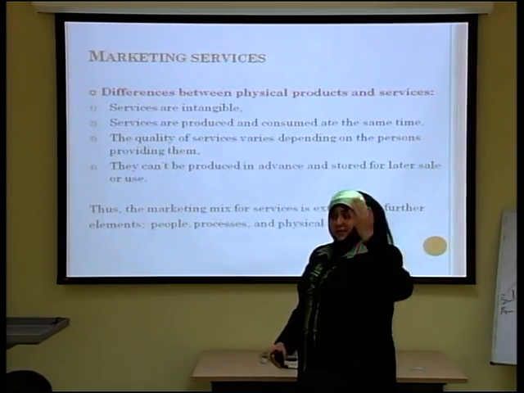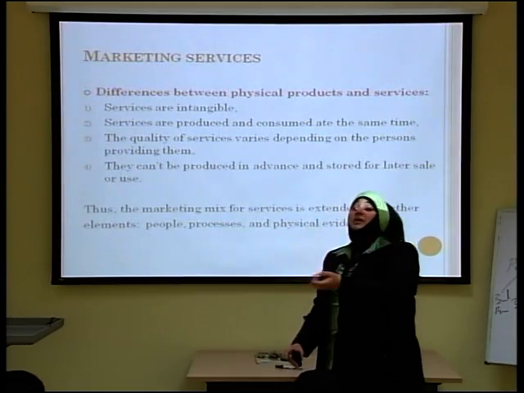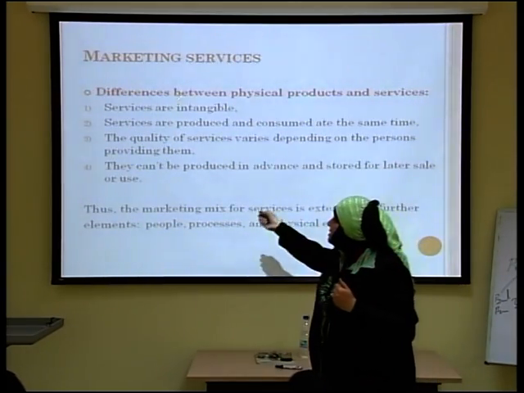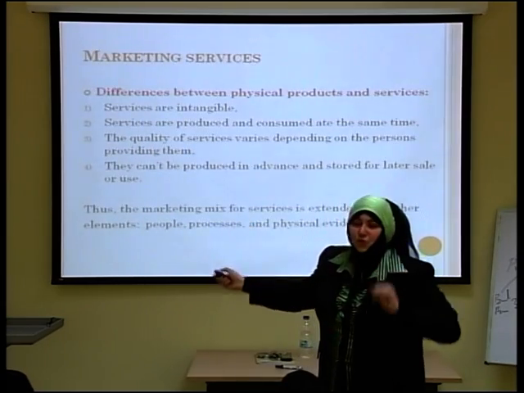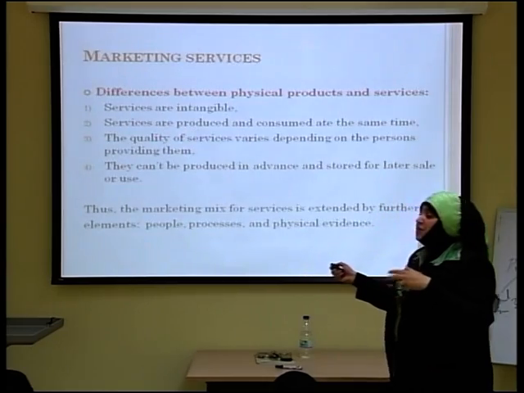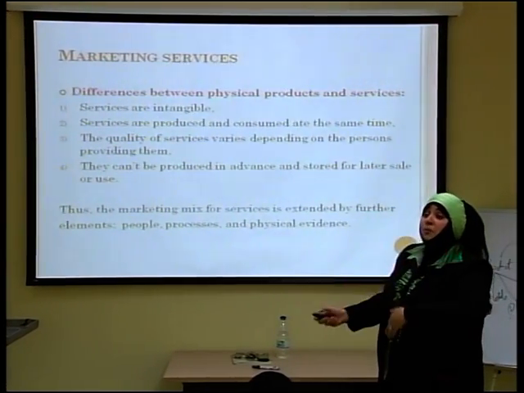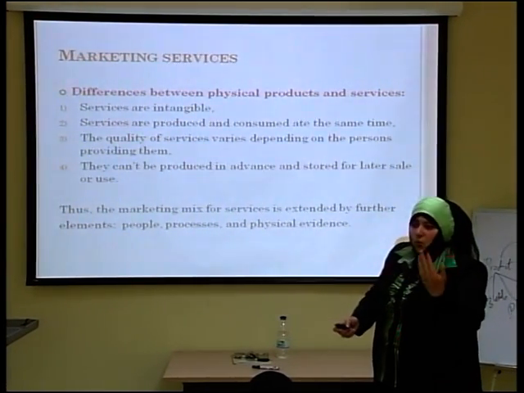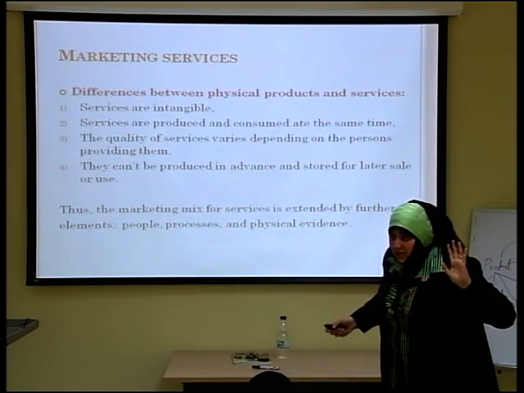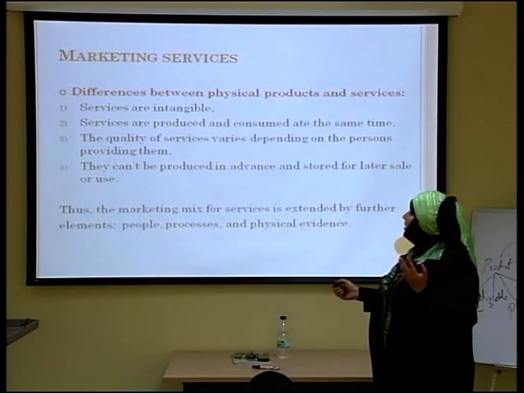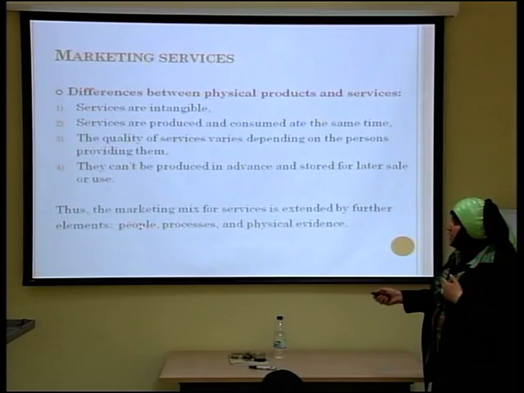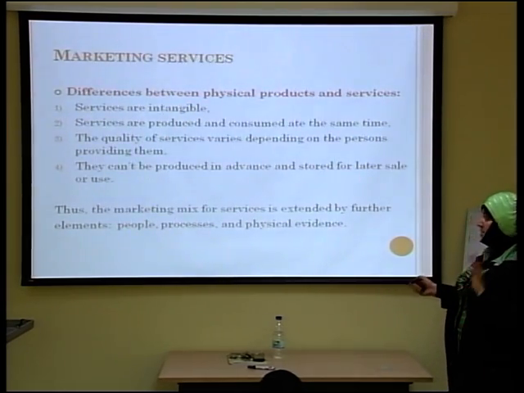We said for physical products, we have the 4 Ps. For services, we have the 7 Ps. Why? Because of these differences between the physical products and the services. This is the reason, okay? When we said that service quality differs based on the people who are providing the service, this means that people is one of the important elements, right? So this marketing mix for services is extended by further elements: people, processes, and physical evidence.